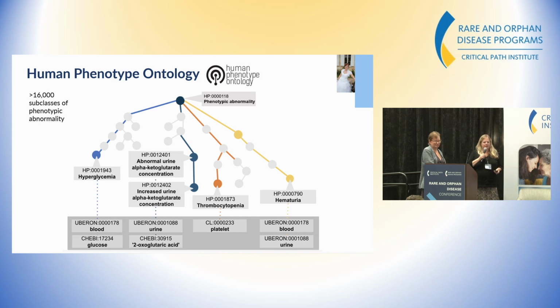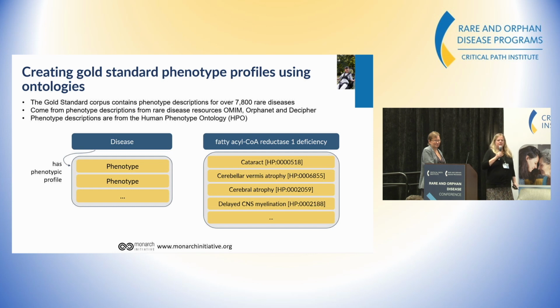We're working with a group called the Monarch Initiative. It's a group that's creating a discovery platform that integrates cross-species disease and phenotype data. And they've created a gold standard phenotype profile using ontologies. The gold standard phenotype profile contains over 7,800 rare diseases and phenotypes annotated to these diseases. So these are considered the phenotypes that are typically associated with each of these rare diseases.